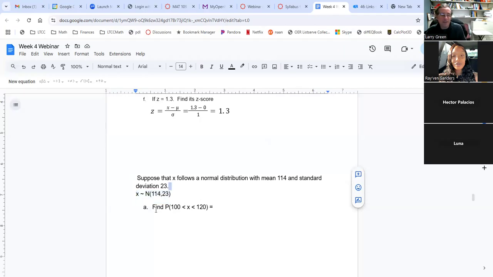We want to find the probability that x is between 100 and 120. This is going to be very different because this is not the standard normal distribution. So we're not going to use that picture. We're not going to use that 68%, 95%, 99.7%. They're not going to help us at all. Any guess on how we're going to do this one? Any guesses?